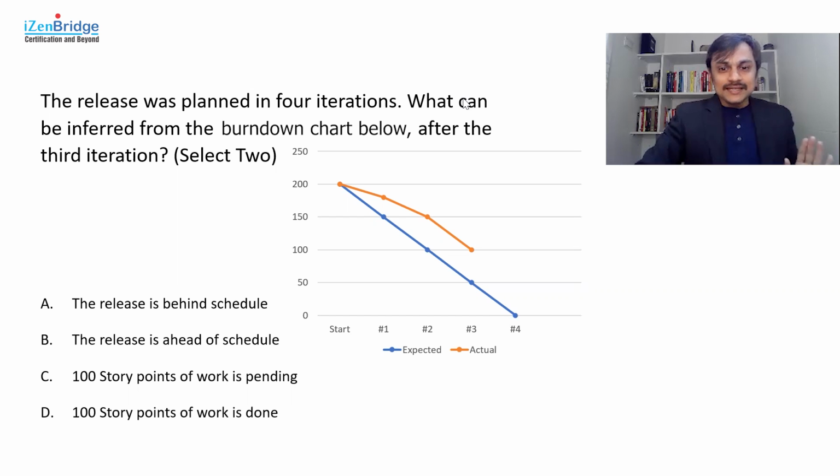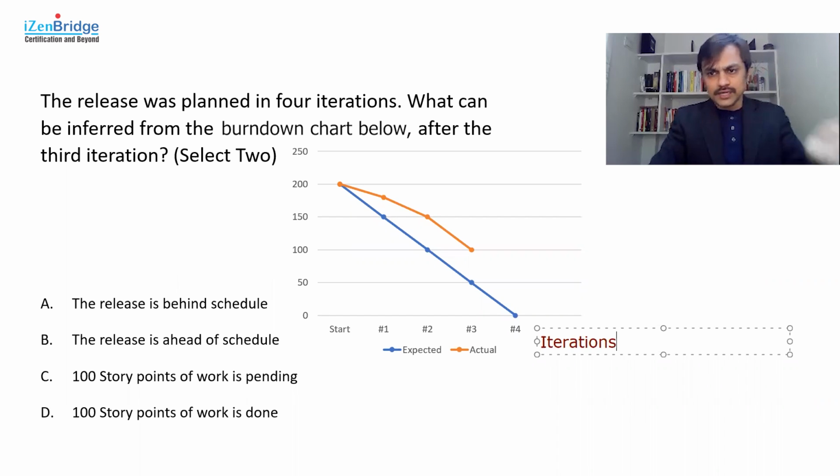Okay, so the idea here is my recommendation. Whenever you have a graph kind of situation, be clear what information is available here. What is the x-axis, what is the y-axis, and what is represented by the lines. So in the burn down chart, remember that in the x-axis you have iterations. So I can clearly say these are the iterations, iteration 1, iteration 2, something like that.